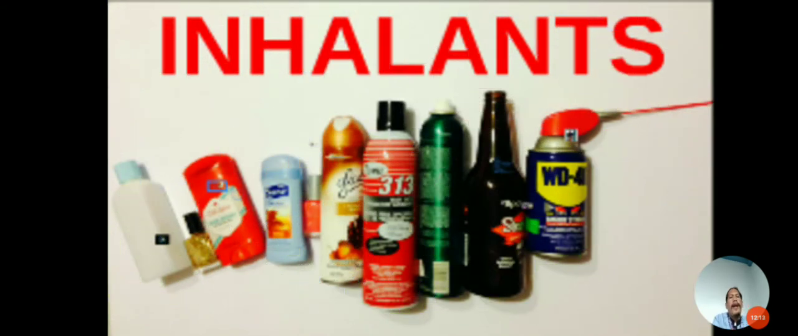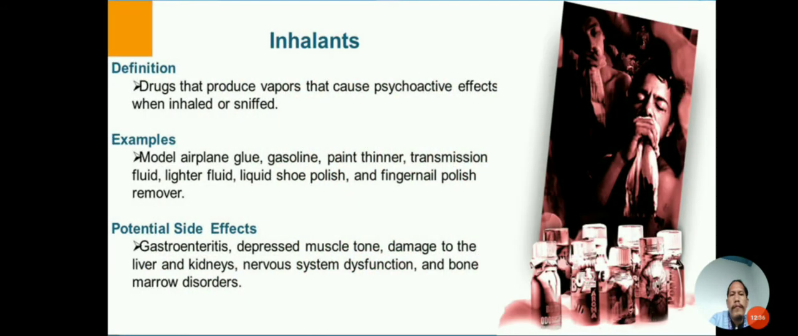Next is the inhalants. Inhalants are drugs that contain volatile substances which drug abusers use to give a feeling of gaiety. These include paint, varnish, gasoline, and lacquer thinner. Inhalants are drugs that produce vapors that cause psychoactive effects when inhaled or sniffed. Examples: model airplane glue, gasoline, paint thinner, transmission fluid, lighter fluid, liquid shoe polish, and fingernail polish remover. Potential side effects are gastroenteritis, depressed muscle tone, damage to the liver and kidneys, nervous system dysfunctions, and bone marrow disorders.